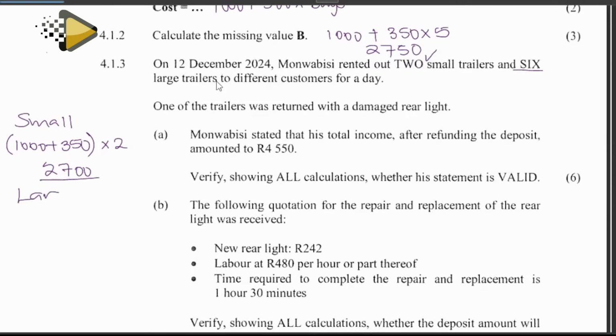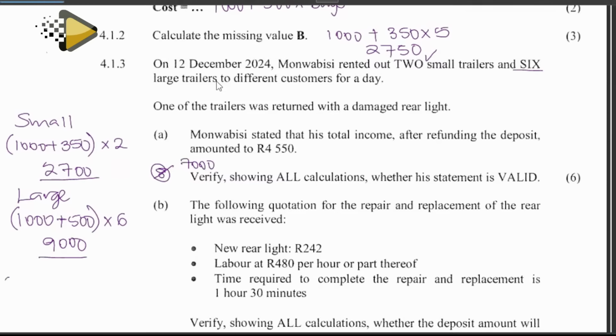Then the large ones, how much was it? Remember, this one includes deposit. So the large ones will be 1,000 plus 500 times 6. 1,500 times 6, you have 9,000. So we are looking for the money he gets after refunding the deposit. Now, there were 8 trailers, but 1 had a damage. So of the 8,000, it's going to return 7,000.